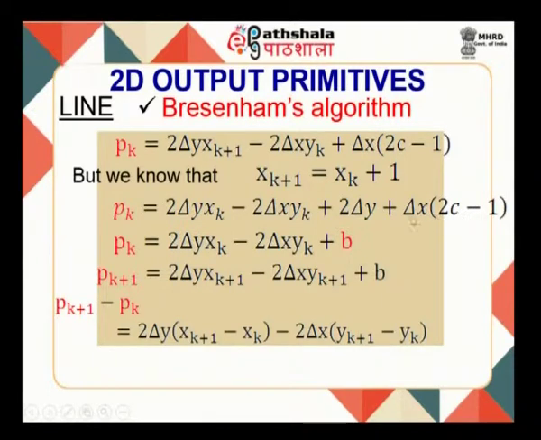So, that is how this equation reduces to, and if you consider the rightmost part of the equation here, delta x into 2 c minus 1, delta x is a constant for a given set of endpoints, delta y and delta x are constants, c is a constant for a line, this is the y intercept. So, this whole part is a constant which can be conveniently replaced with a constant, say, b. So, p k is nothing but 2 delta y x k minus 2 delta x y k plus b.